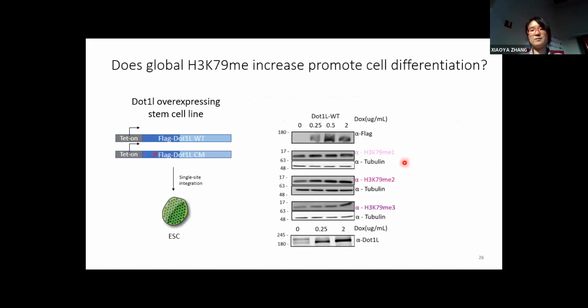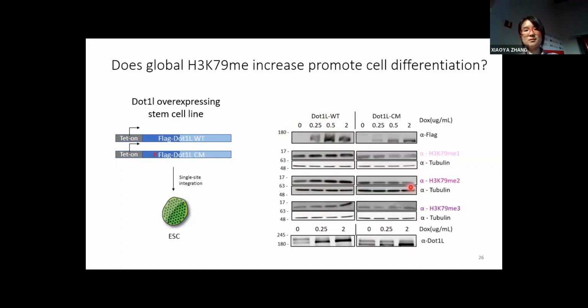First, I developed stem cell lines that can overexpress a FLAG-tagged DOT1L in either wild type or with the catalytic dead mutation. They can be induced by a DOX-inducible promoter, and they are integrated into the stem cell in a single site. In the Western, I first confirmed the expression of my tagged protein. Upon DOT1L induction, there's an increasing amount of K79 methylation at all levels, whereas in the catalytic dead mutation, there's not that increase.